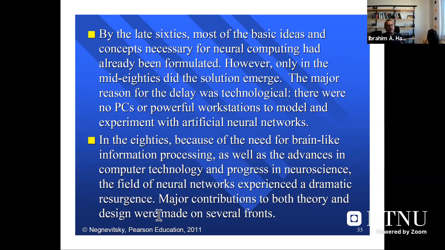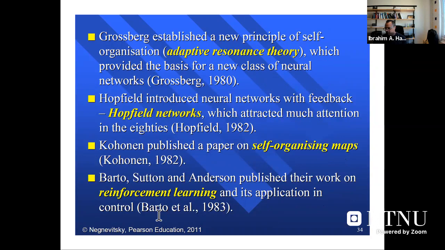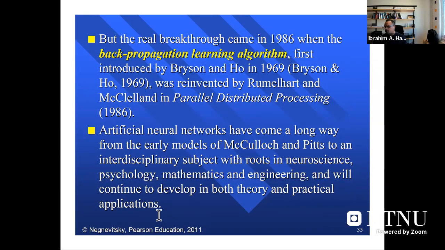So in fact, they developed all the formulations and equations, but they waited until 1980 until computers had been developed. In 1980, because of the need for brain-like information processing, as well as advances in computer technology and the progress in neuroscience, the field of neural networks experienced dramatic development. Major contributions to both theory and design were made on several fronts. They started with Hopfield networks, self-organizing maps, reinforcement learning, and the backpropagation learning algorithm.